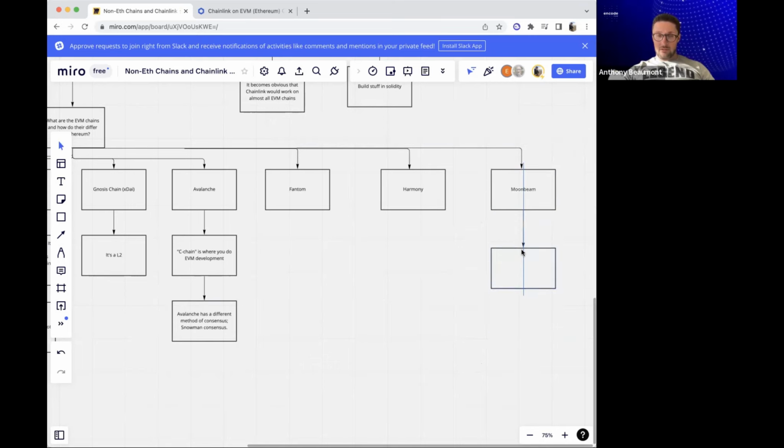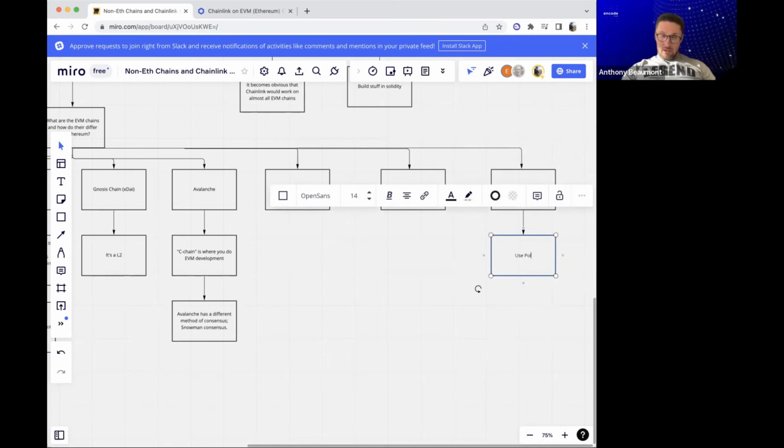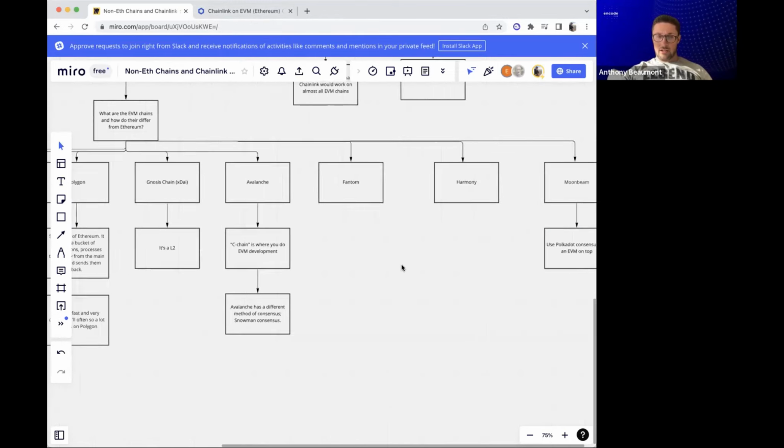Moonbeam allows you to use Polkadot consensus, but with an EVM on top. So if you like Polkadot consensus, that's called Grandpa, if memory serves correctly. Danny's going to put a link to our Polkadot events. You could also go to that.